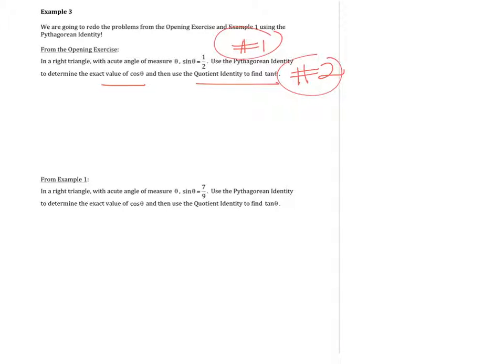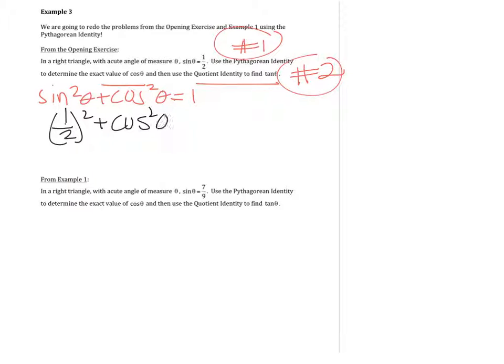So we know sine squared of theta plus cosine squared of theta is equal to 1. I'm just going to write down what that identity is, and now I'm going to substitute. I have 1/2 as my value for sine. I'm going to square that. That's added to cosine squared of theta, and that's equal to 1. So 1/2 squared is equal to 1/4. That means cosine squared of theta is equal to 1 minus 1 over 4, which is equal to 3/4.